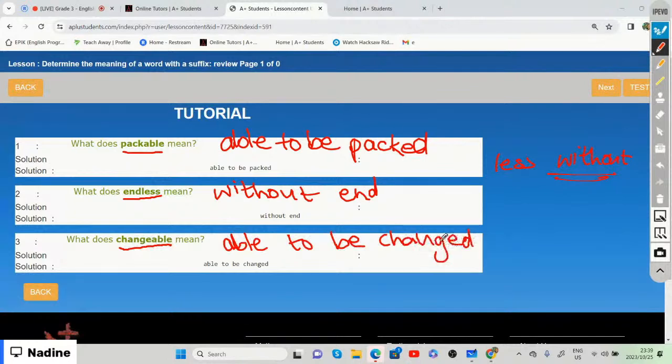And that is basically the meanings of those words. And how do we know the meanings of those words? Because we know the meaning of the suffixes. And a suffix is a word or a group of letters that is added at the end of a root word or a base word.